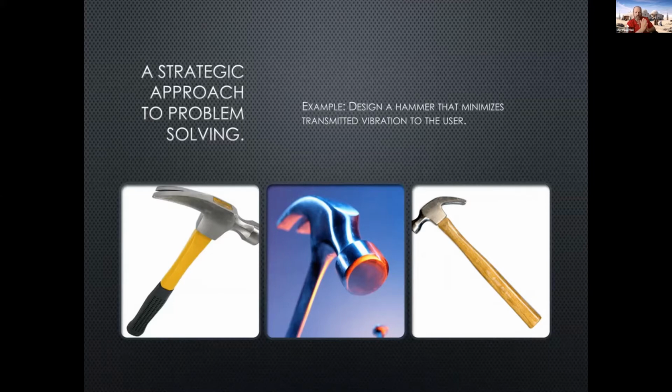So here's an example of a hammer that was designed to minimize transmitted vibration to the user. So the one on the left has a rubber coating on the handle to reduce the vibration to the hand. You can imagine if you're using a hammer all day, that would be very important. Now for most of us, we use a hammer just to put one nail in the wall to hang a picture. It really doesn't matter, right?